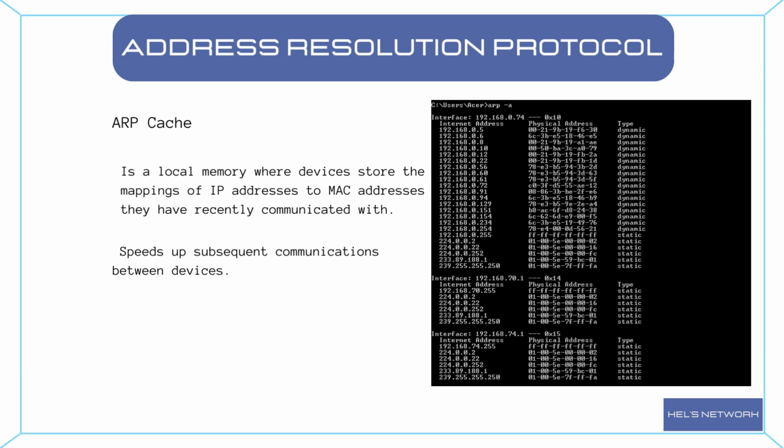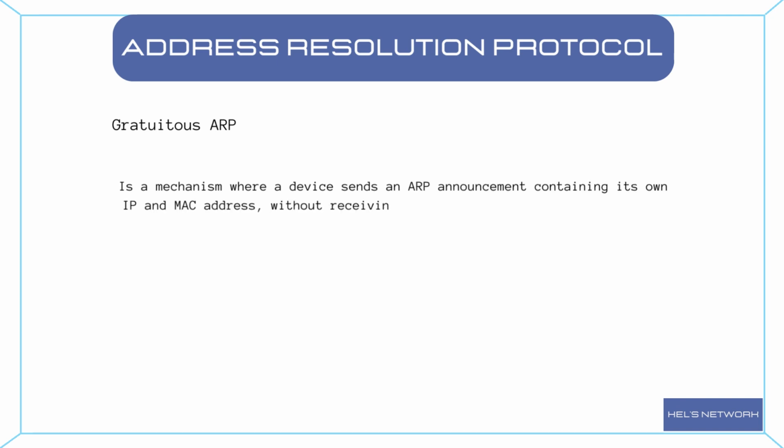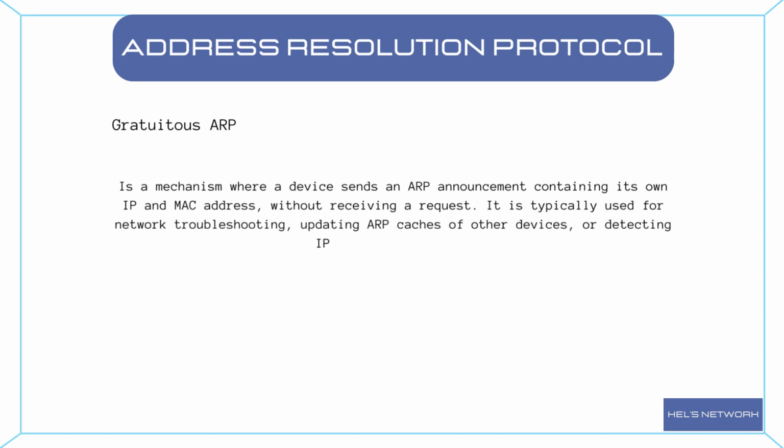In addition to the basic functionality, ARP also supports advanced features like gratuitous ARP. Gratuitous ARP is a mechanism where a device sends an ARP announcement containing its own IP and MAC address without receiving a request. It is typically used for network troubleshooting, updating ARP caches of other devices, or detecting IP address conflicts.